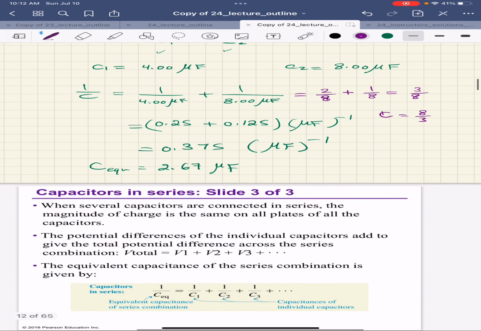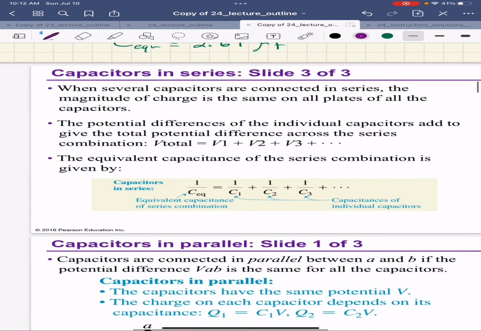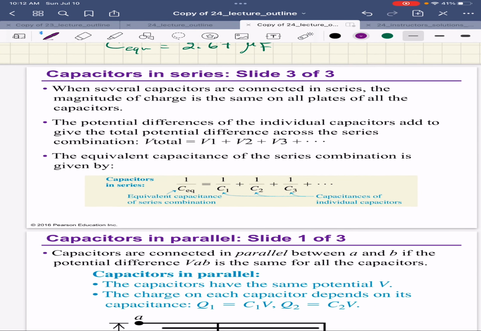All right, also when several capacitors are connected in series, the magnitude of charge is the same on all plates, all the capacitors. The potential differences of the individual capacitors add to give the total voltage, and therefore we can find that 1 over C equivalent is 1 over C1 plus 1 over C2 plus 1 over C3. We are going to see that this is different from when we have resistors. Actually, the two cases will be switched around.